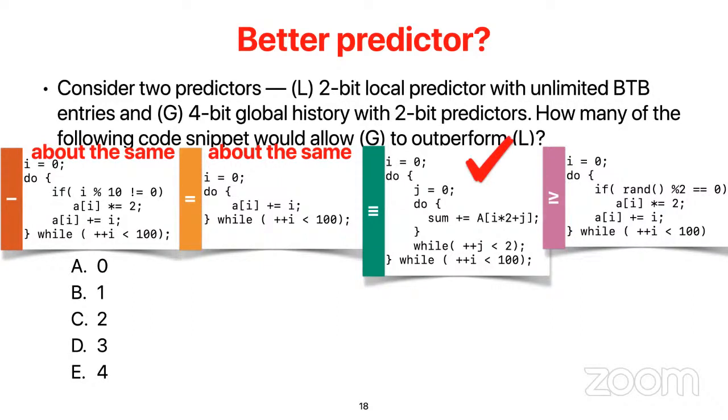The last one contains random. So if it contains random, it makes no sense to track global history. Right. So local could be better in some sense because the random actually creates some kind of noise. So it may make the global history not even work well. Right. So local could be better in the case of 4.